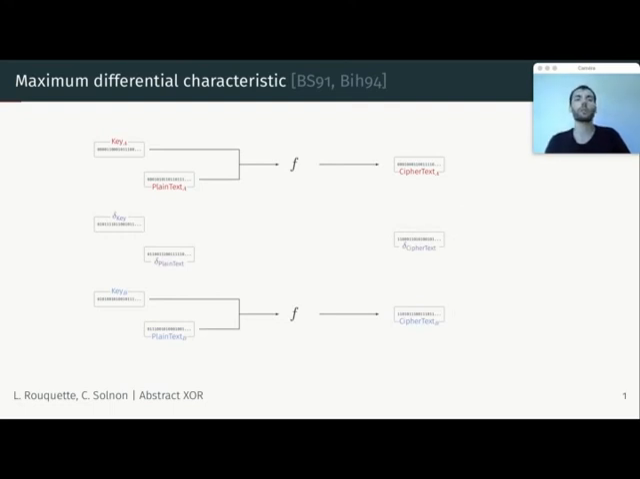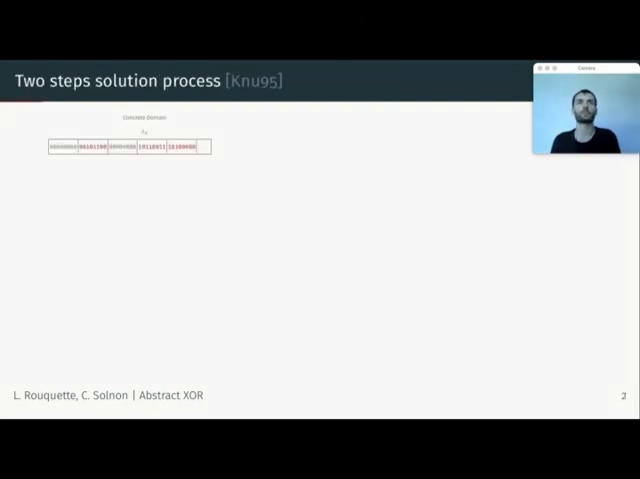Since cipher algorithms contain nonlinear subfunctions called S-boxes, the probability to observe the output difference given the input difference is non-uniform. Our goal is to find the differences in the input and the differences in the output that maximize the probability to appear. Computing the maximum differential characteristic is expensive.